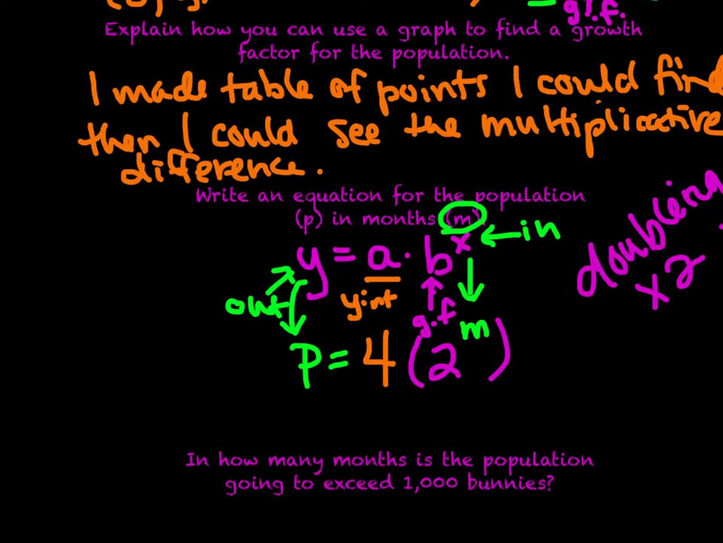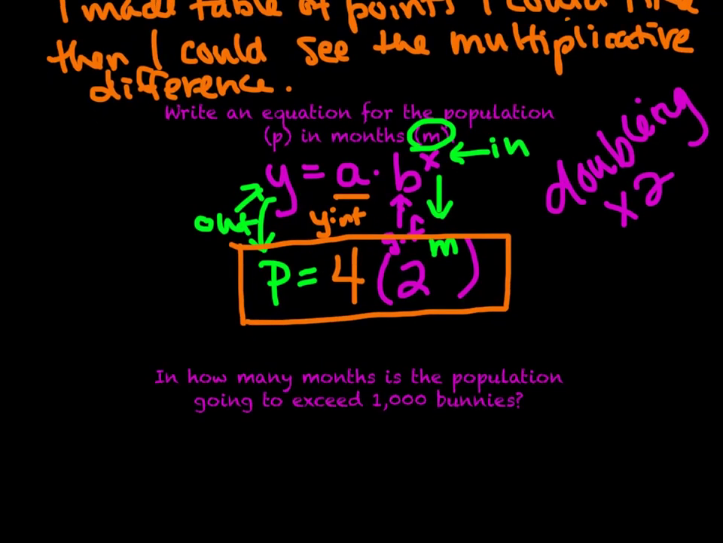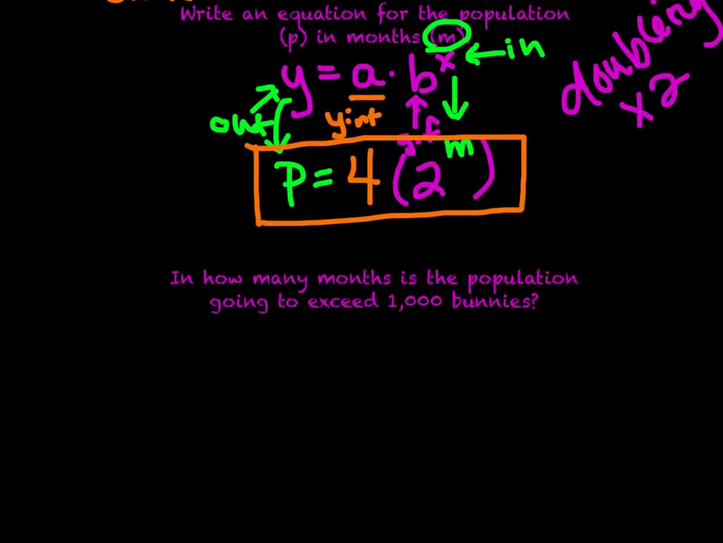So our final equation is population is equal to the initial value 4, or our y-intercept of 4, times that doubling, that 2, raised to the number of months that we have going on. So, very last question. In how many months is the population going to exceed 1,000 bunnies? So we need to see where it's going to be up above 1,000.